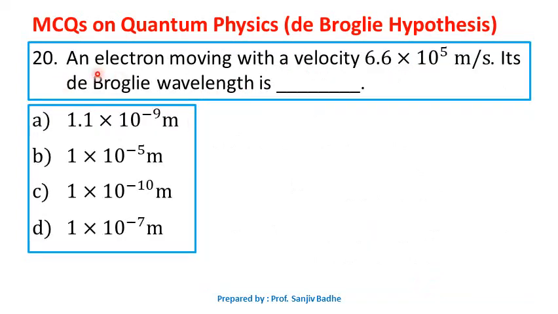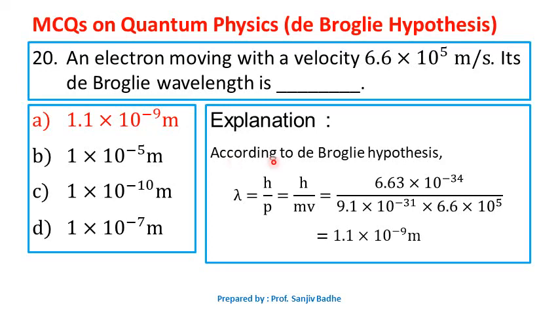Again a simple numerical. An electron moving with a velocity 6.6 into 10 raised to 5 meter per second, its de-Broglie wavelength is, the options are 1.1 into 10 raised to minus 9 meters, 1 into 10 raised to minus 5 meters, 1 into 10 raised to minus 10 meters, and 1 into 10 raised to minus 7 meters. So again we will need to do a simple calculation here. According to de-Broglie hypothesis, lambda is equal to h upon p, that is h upon mv.